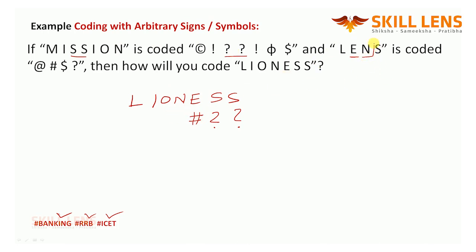That's coded as dollar. Guys, look here. N is common here. The dollar is present in both cases. So N is coded as dollar as well. How about O? O is coded as this symbol. How about I? I is coded as this particular symbol. L. Where is L? L is coded as @. So this is how you need to answer.